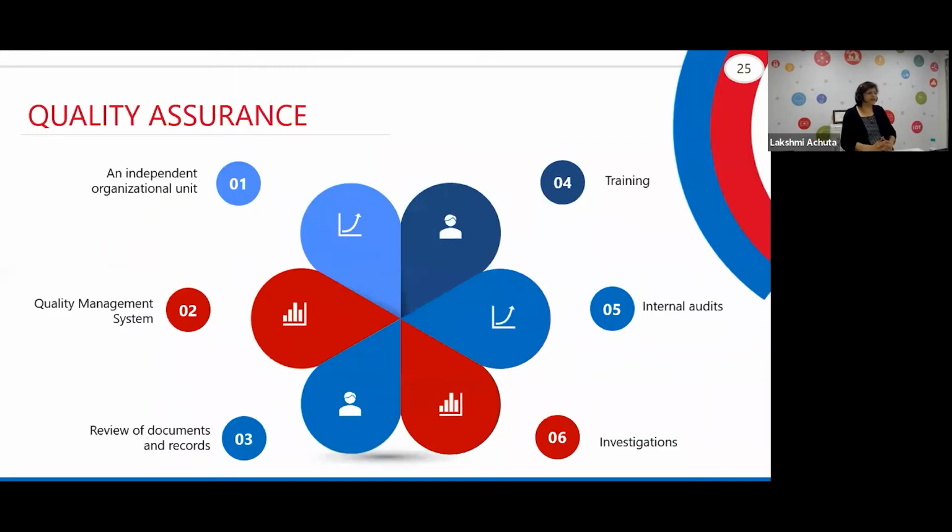Quality Assurance Unit is an independent unit. It reports directly to the test facility management. They are responsible to ensure that the quality management systems are in place, and that the review of documents and records is appropriately handled. They're responsible also for the training, and for the internal audits, in-life inspections or retrospective inspections. Very importantly, they are responsible to review the investigations that take place in case of any deviations, any untoward incidents, or any laboratory incident. So quality assurance is a very, very critical component of the entire GLP scenario.